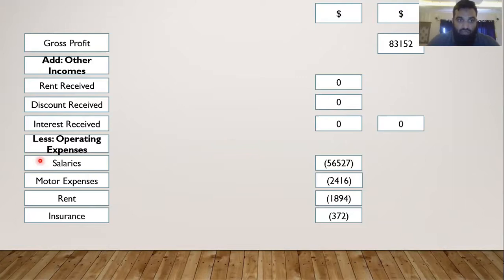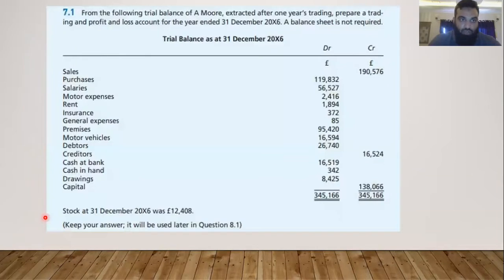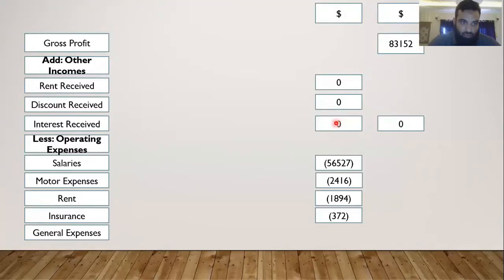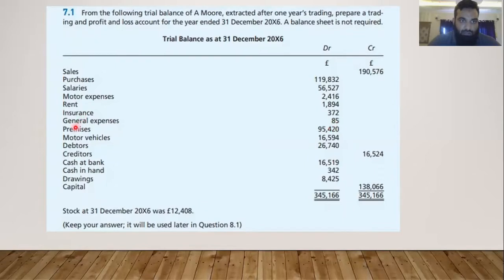So see, these are all examples of operating expenses. Always remember these: salaries, motor expenses, rent, insurance. Whenever you look at them next time, you will recognize that, okay, fine, these are running expenses. Okay, what's next? General expenses. Exactly. It's very clear that general expenses, okay, 85. So I'm going to write general expenses, put 85 in brackets. Perfect. So up till here, my expenses are finished.